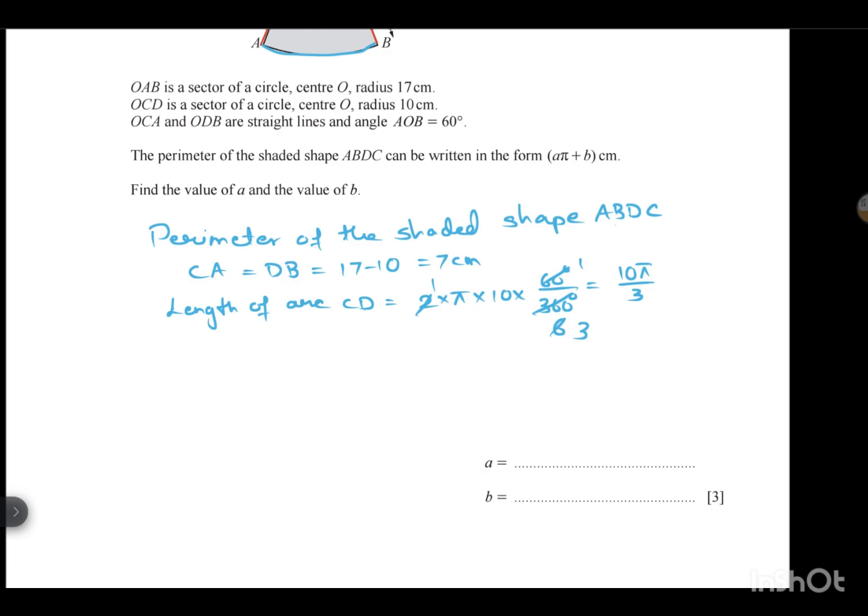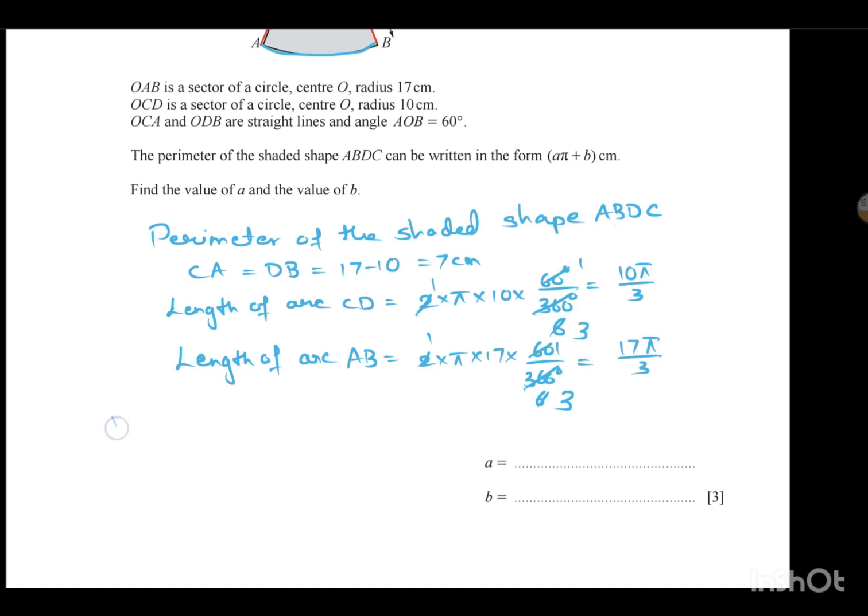Then length of arc AB will be 2 into pi into 17 into 60 by 360. Again same way, 60 into 6 is 360. 2 times 1, 2 times 3 is 6. So you get 17 pi by 3.